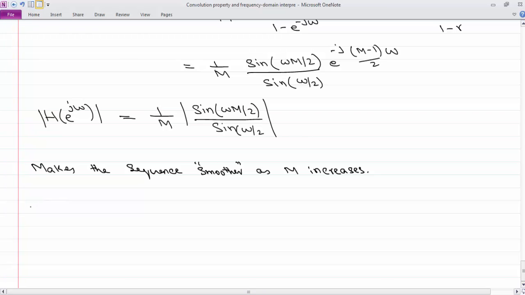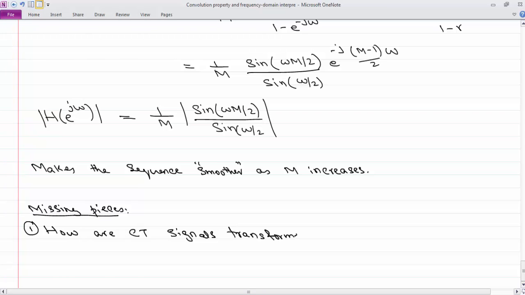Now, we still have some missing pieces of information that we want to cover to get the foundation of digital signal processing in place. So the first question we want to address is, how are continuous time signals transformed to discrete time signals? We understand continuous time signals, we understand discrete time signals, but what is the bridge between them?